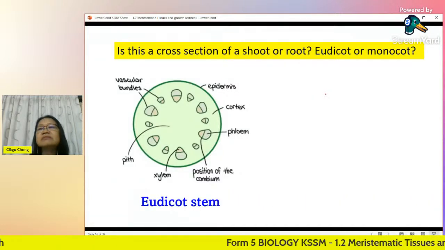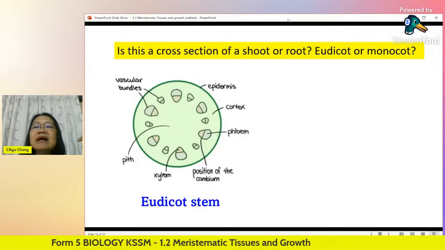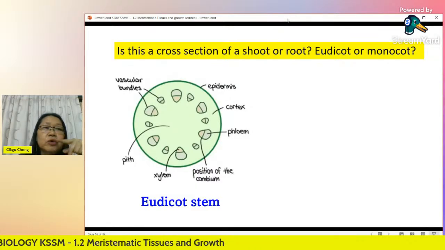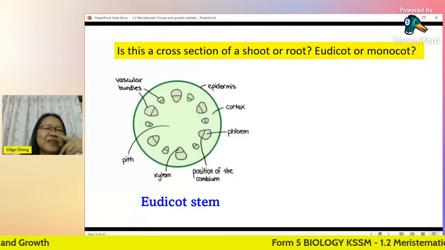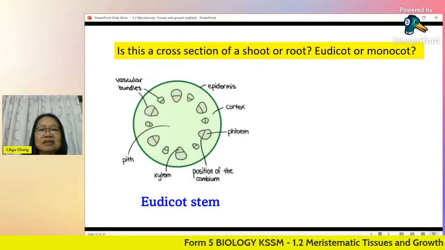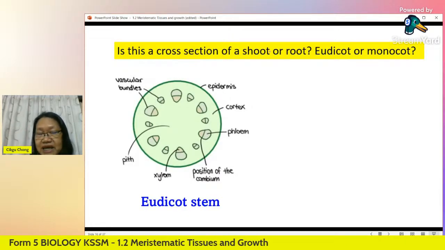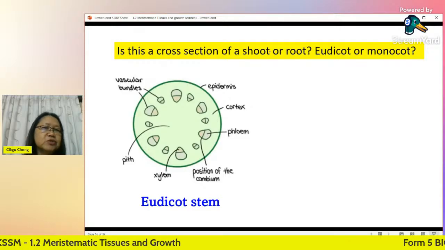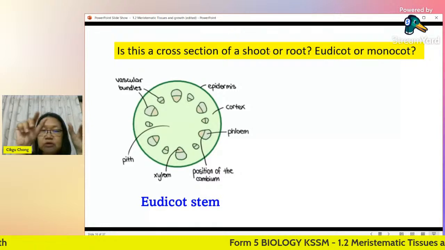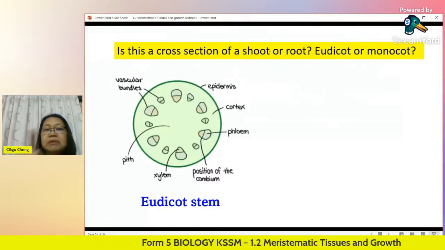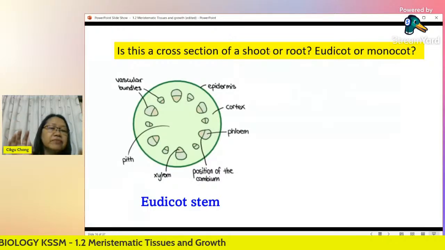Now, next picture. I have a response here. Very good, Emlyn. We're talking about stem now. Sorry, I asked about shoot or root, it should be stem. But you already recognize it as a stem, yes. Further, you need to tell me whether it's eudicot or monocot. How to see whether eudicot or monocot? You look at the arrangement of the vascular bundle. It is neatly arranged in a circular manner like this. This is a eudicot stem.